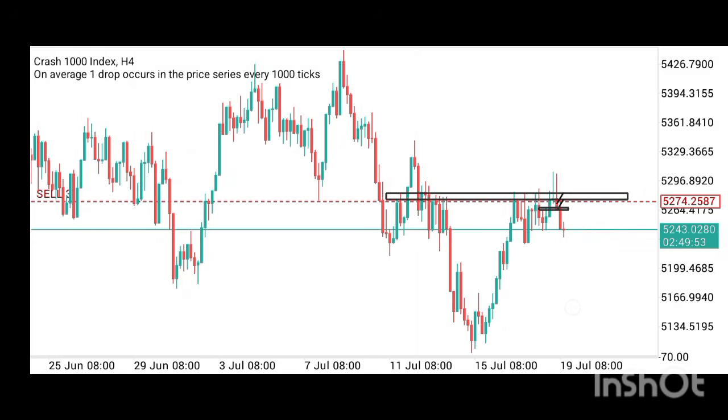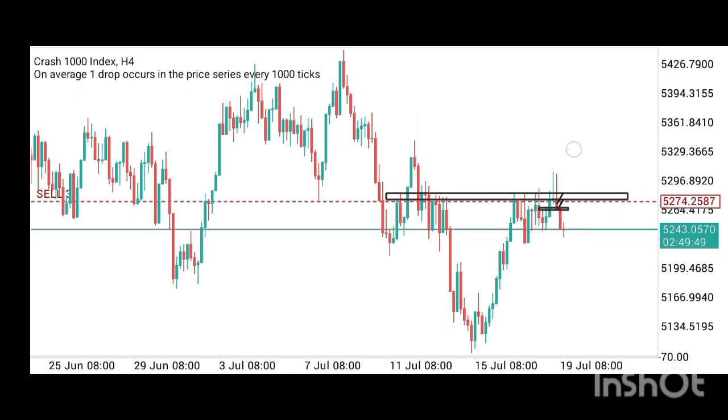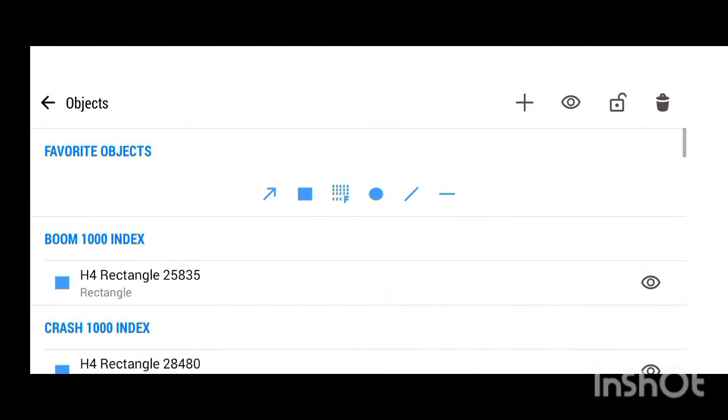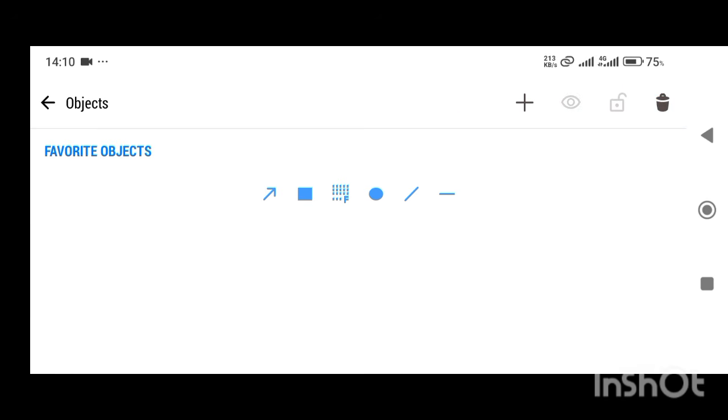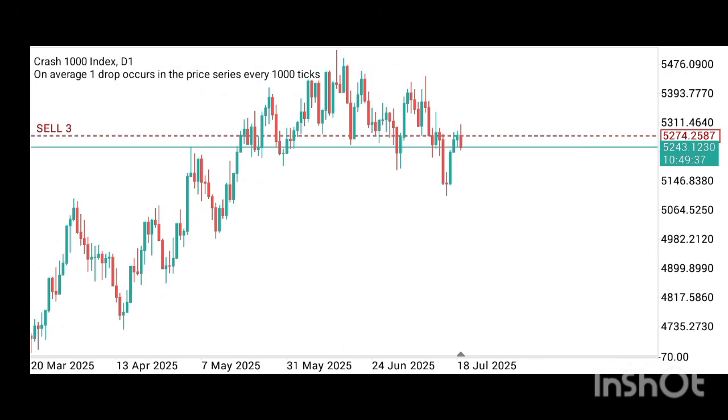The thing is, I think I have to remove these drawings so I can make the explanation more understandable. All right, so let me just remove the drawings I have. I have just a few drawings. Let me take them off. Okay, now this is a naked chart, and then if we go to the daily time frame, you can see the market has been creating lower highs and lower lows.